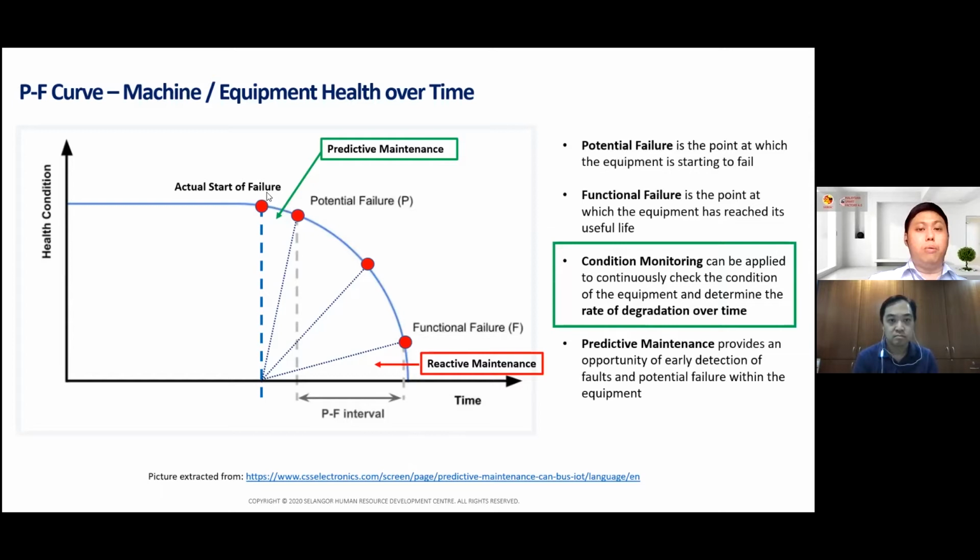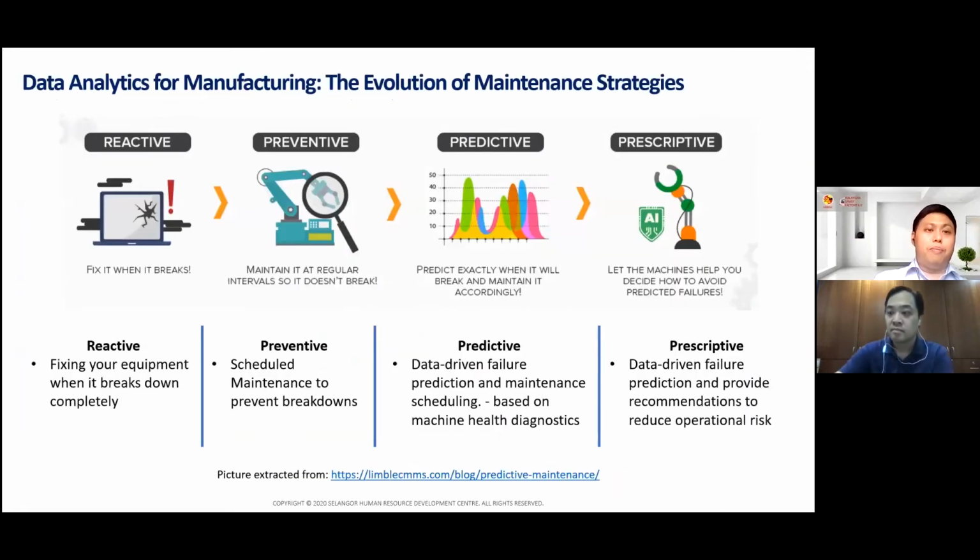And therefore, we are able to put in the right mitigation steps to lengthen the P to F interval so that we have sufficient time to maintain it until it reaches its functional failure. So it's moving from the point of reactive maintenance. Reactive maintenance is when your machine hits functional failure, when it starts to smoke, right? Therefore, you know that, okay, I need to go and fix it now, right?